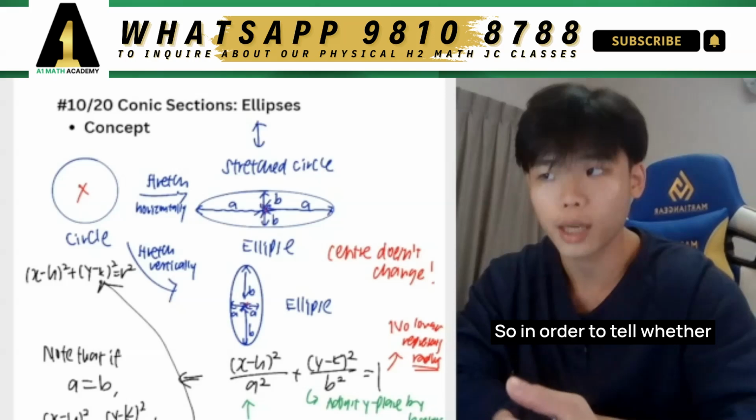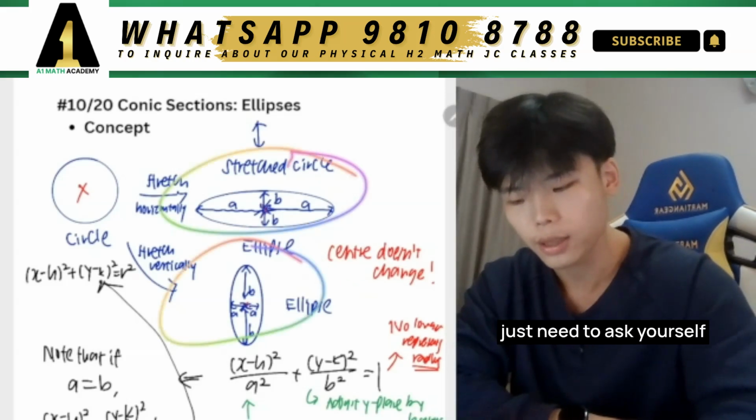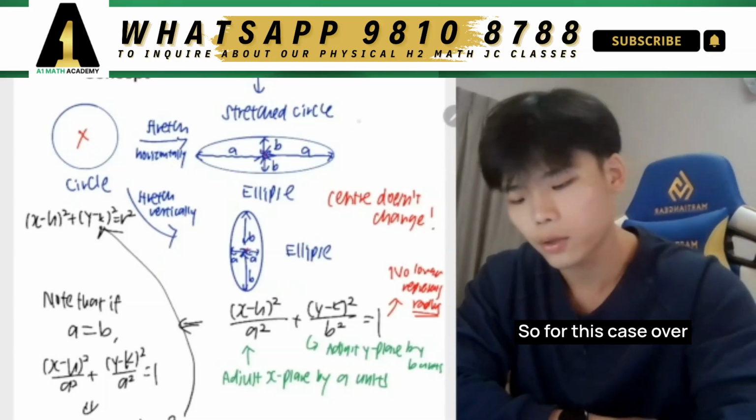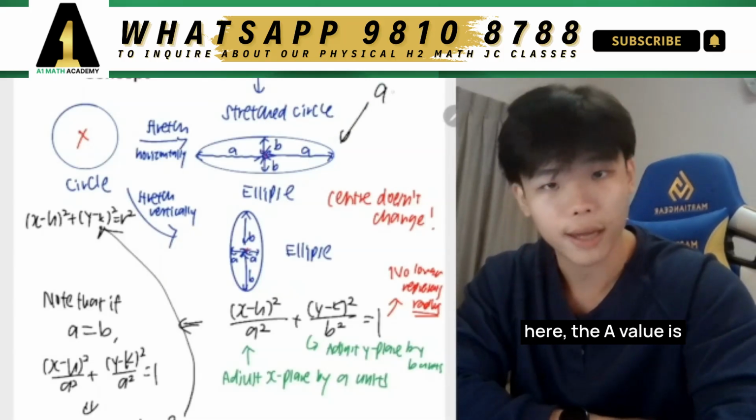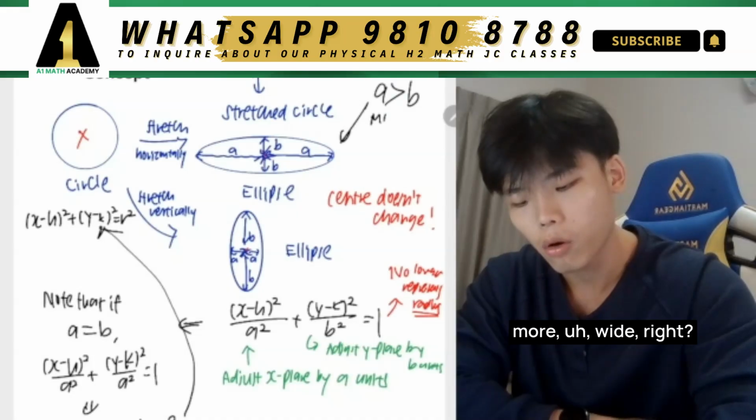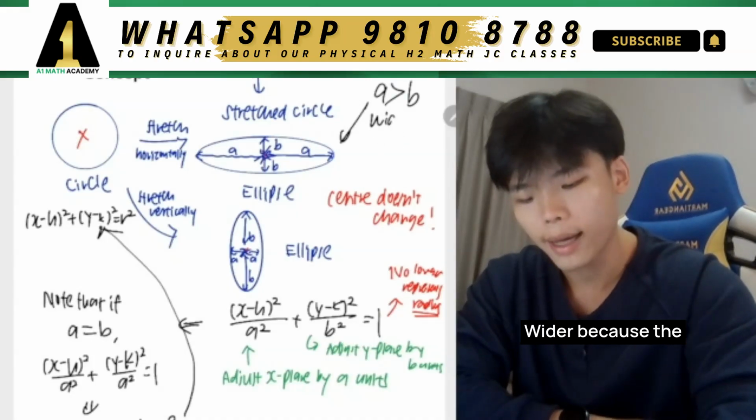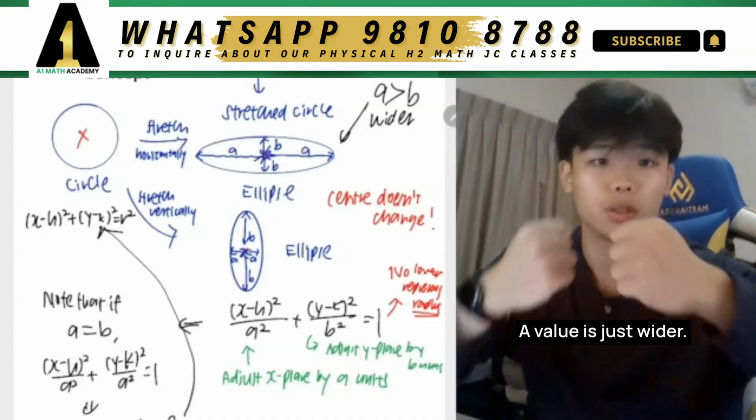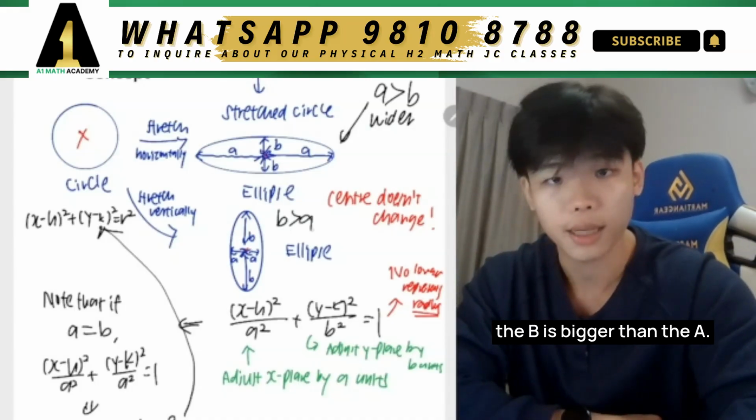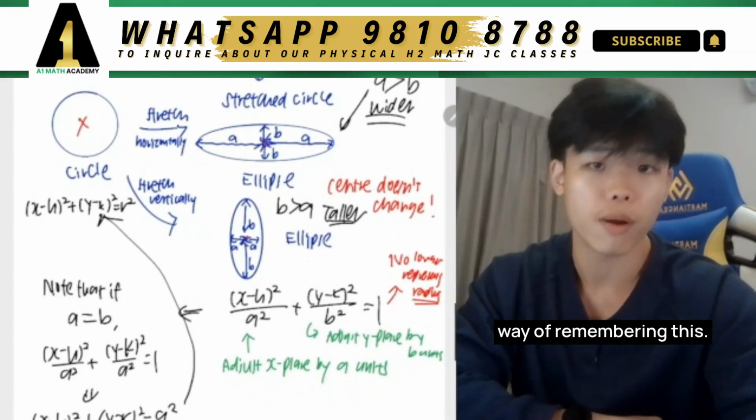So in order to tell whether it is this type of ellipse or this type of ellipse, you just need to ask yourself one question: is the a value bigger or the b value bigger? For this case over here, the a value is bigger than the b, and therefore it's stretched more wide. Or we can say it's wider, because the a value is wider. But on the other hand, for this case, the b is bigger than the a, and therefore it's taller. That's a very intuitive way of remembering this.